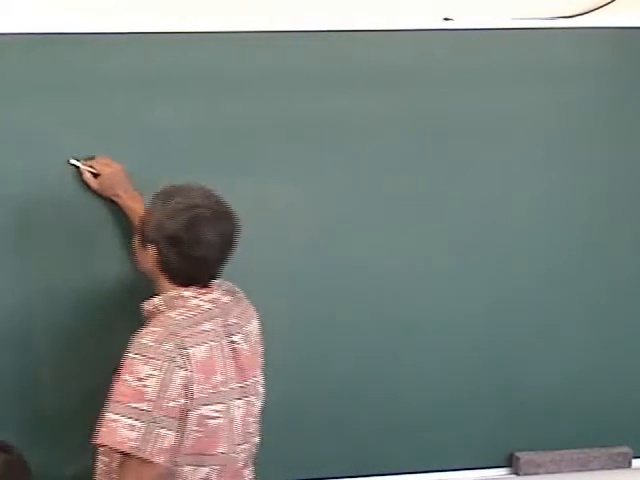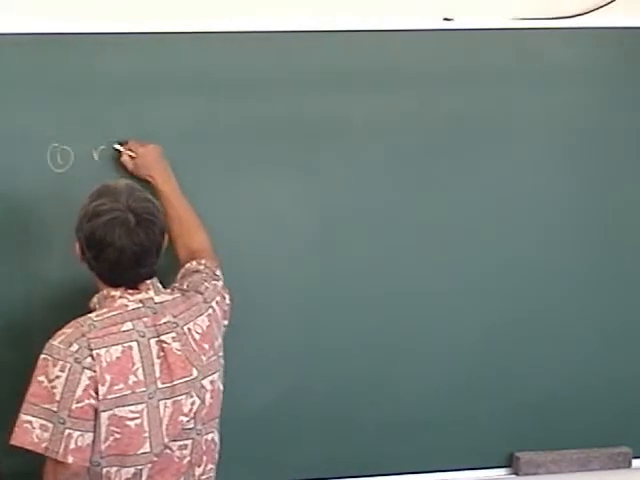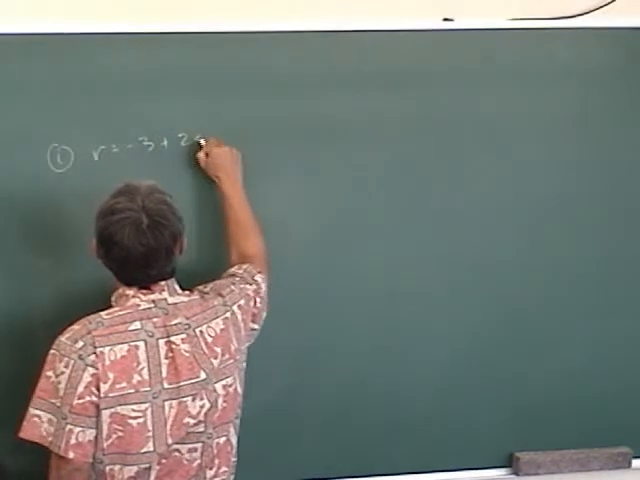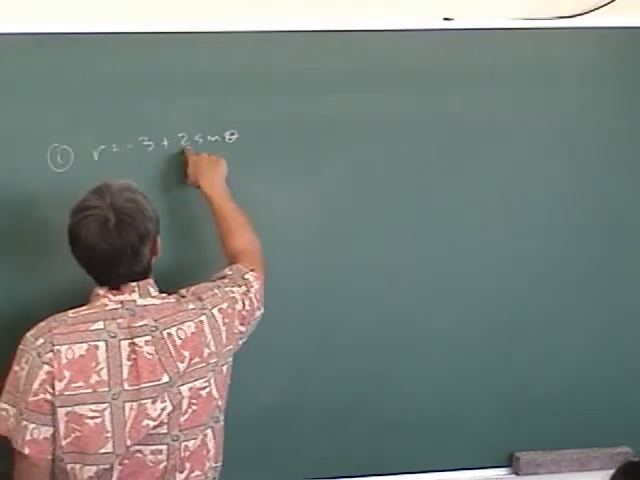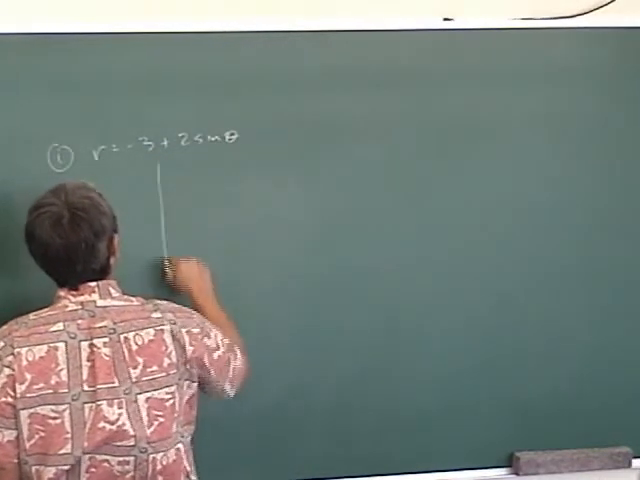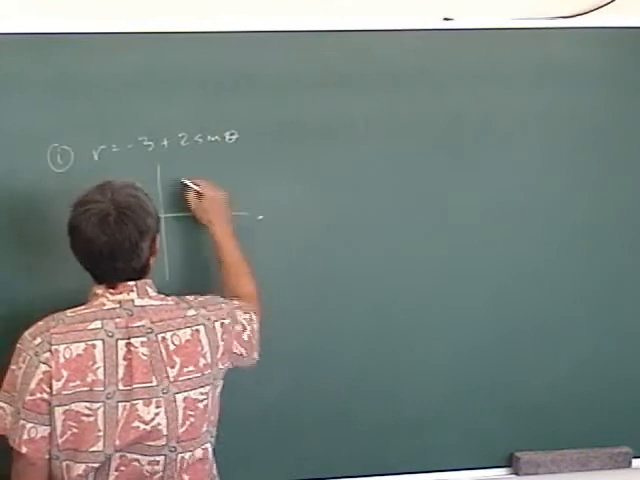Yes, who has the homework already? R equals negative 3 plus 2 sine theta. Since the absolute value of this number is bigger than that one, it's going to be the limaçon, right? But you really don't have to know that.